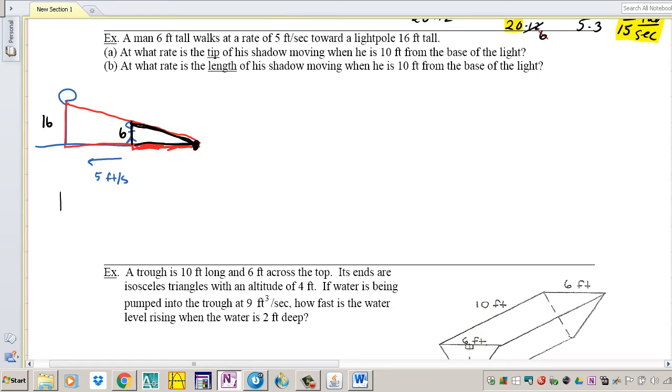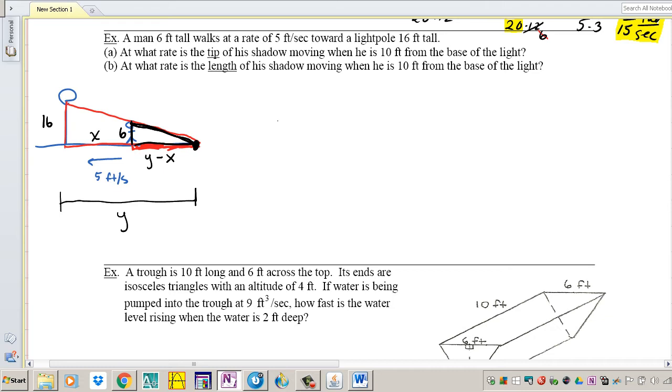We're going to call this distance from the pole to the tip y, and this distance from the pole to the man x. Now we don't know what y and x are because they're always changing, because he's walking towards the pole. Now what would the distance be from the man to the tip of his shadow? That distance would be y minus x. It would be the difference of y and x, so y minus x would be the length of his shadow.